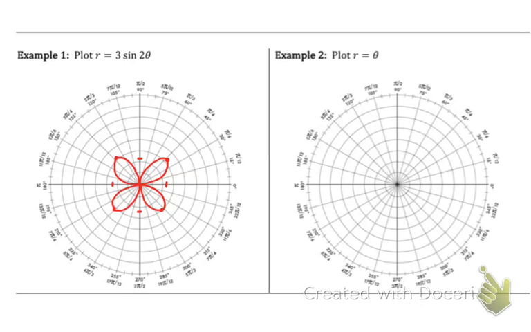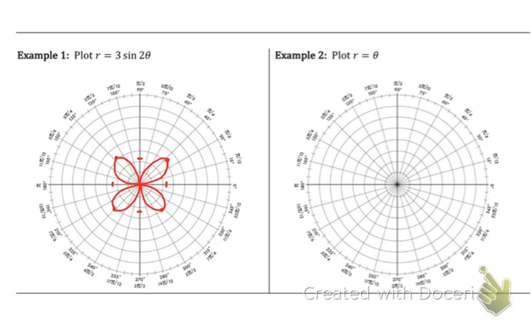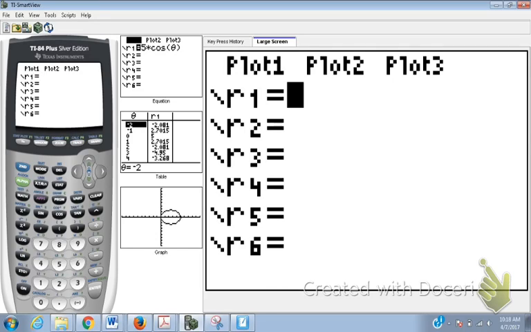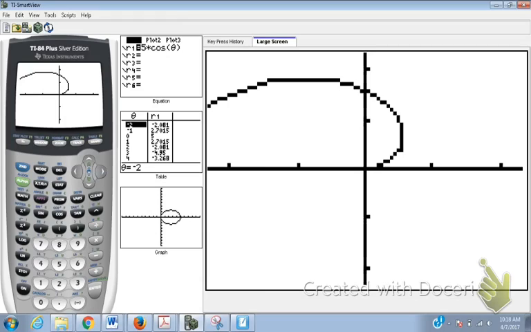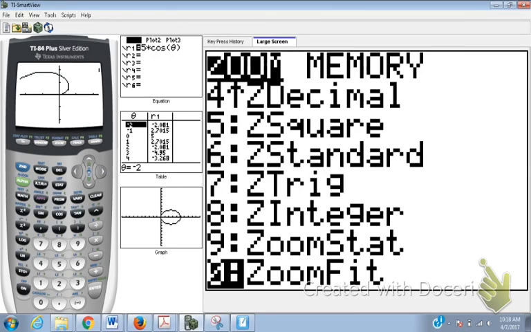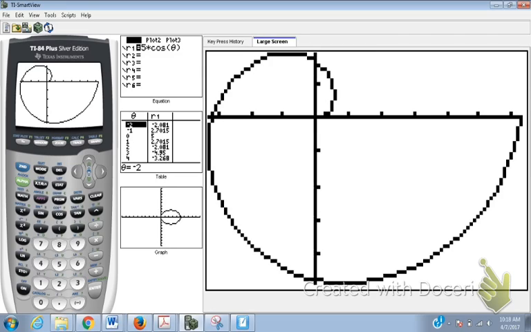Okay, let's go ahead and graph the next one. So we're going to graph r equals theta. So I'm going to go y equals, put theta in, and hit graph. And we're going to notice I can't even see the whole thing. That's because we're still zoomed in from the last time. So every time you get to one of these, either do zoom standard or do zoom fit. Zoom fit usually does a pretty good job of it.